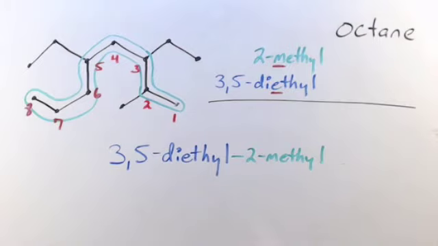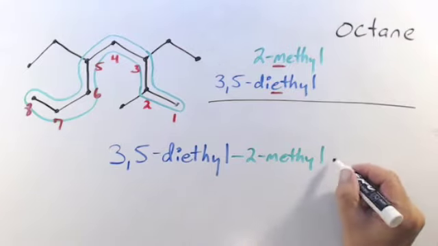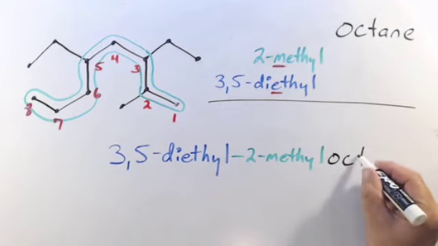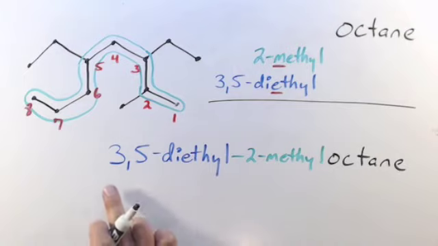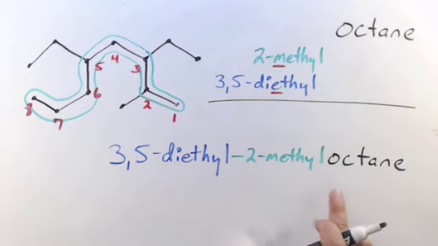The last thing is just going to be the parent name. You don't leave a space, you run it right into it. So the name of this molecule is 3,5-diethyl-2-methyloctane. I've color-coded them so that you can see them a little bit better, but that's basically how you name organic molecules.